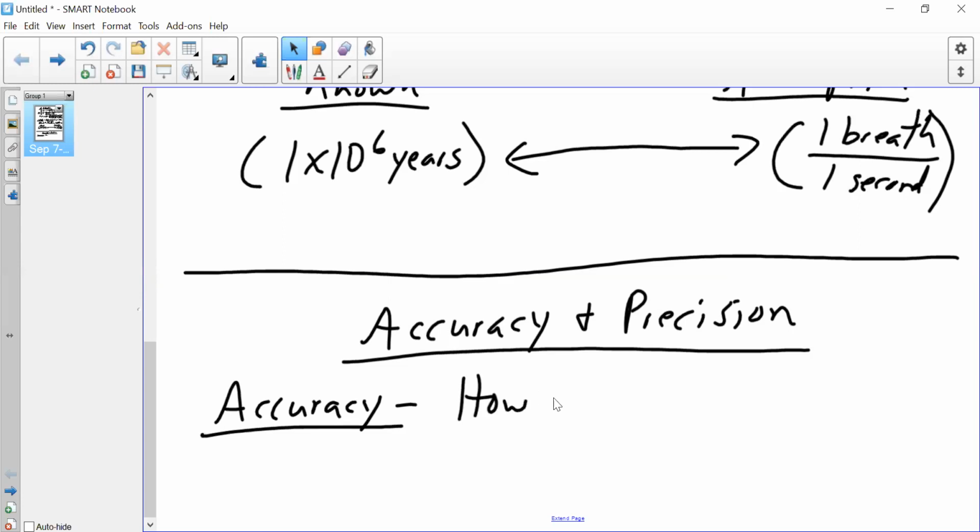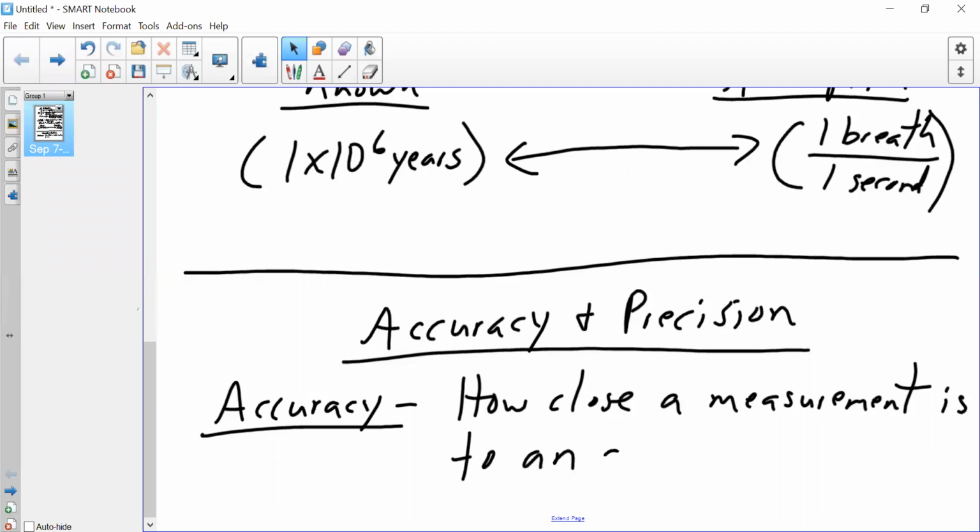Accuracy is how close any measurement is. Like you're in a lab and you're trying to make a measurement of the gravitational field strength, or the acceleration due to gravity on the Earth, and you know the accepted value is 9.81 meters per second squared. How close is your measurement to that accepted value? That determines the accuracy. The closer, the more accurate. There is an accepted or known value.